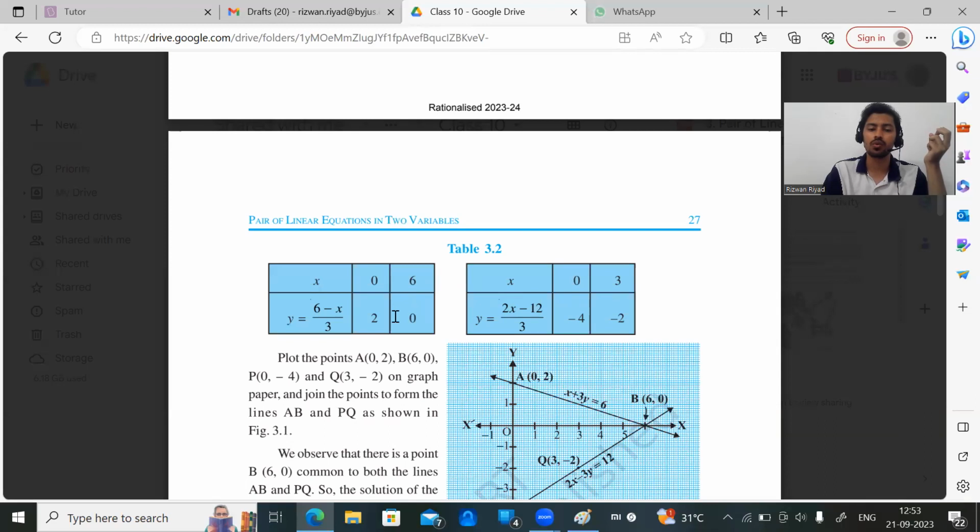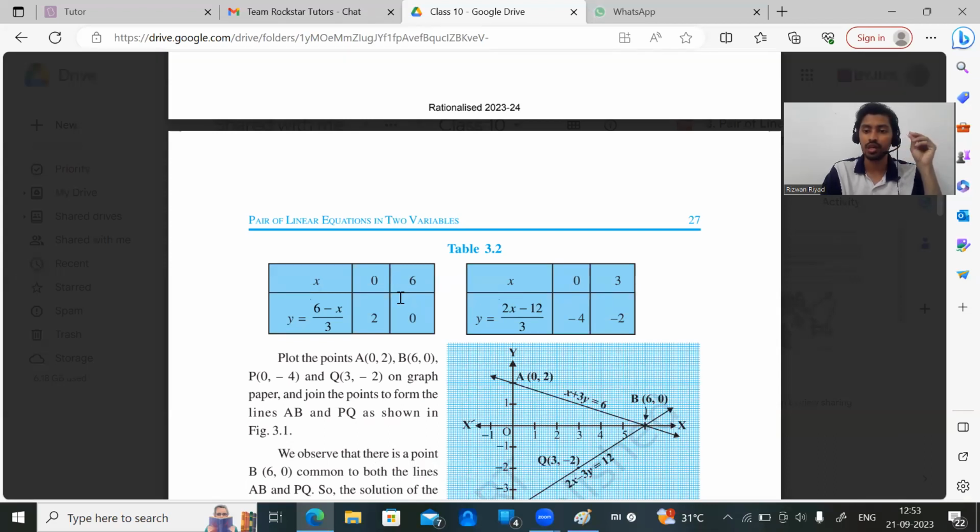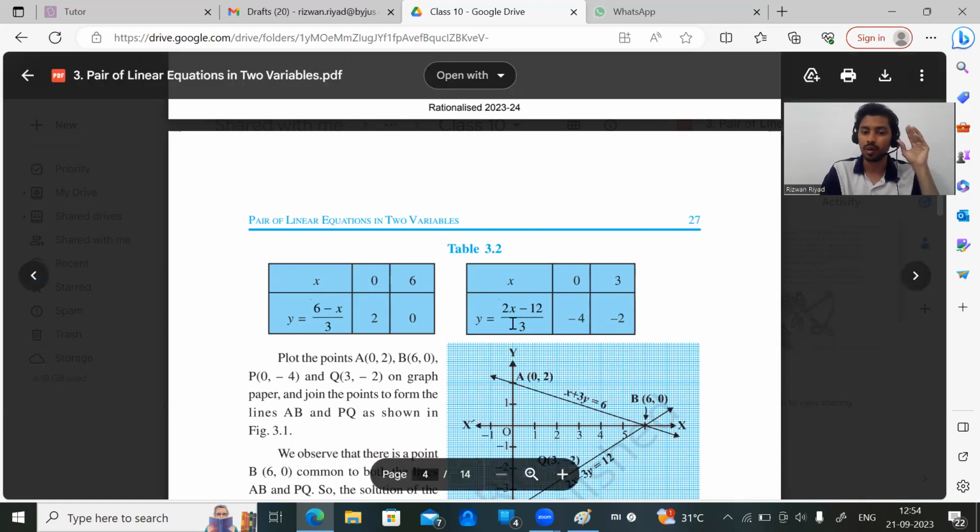So these are the solutions of these equations individually. If you take equation 1 individually, these two solutions are there, and you will find more solutions. There are infinite solutions if you take only a single linear equation in two variables. But we have only one solution here if you consider both of them together. We are coming to that.